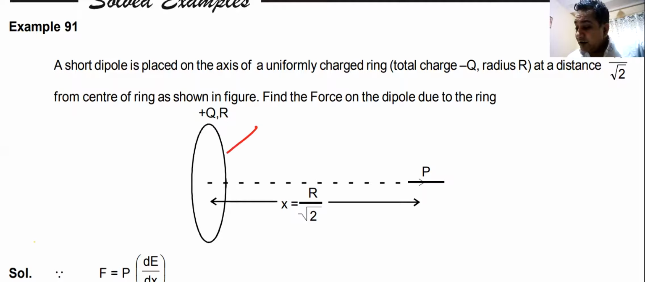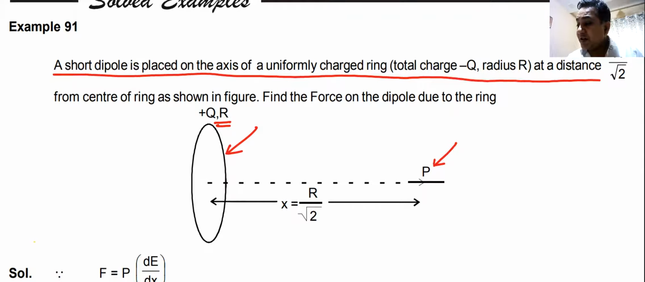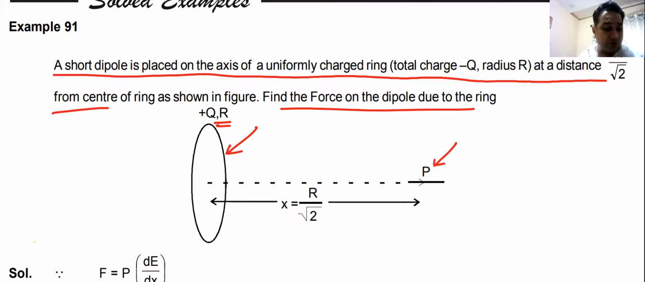Now you have this ring of charge Q, radius R, and you have a dipole. This is the type of question you can encounter in your JEE Advanced. Please have a look. A short dipole is placed on the axis of a uniformly charged ring at a distance r by root 2 from the center. Find the force on the dipole due to the ring. I'll give you a minute to solve it.